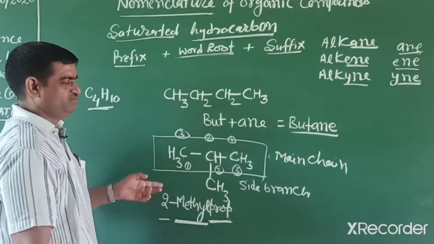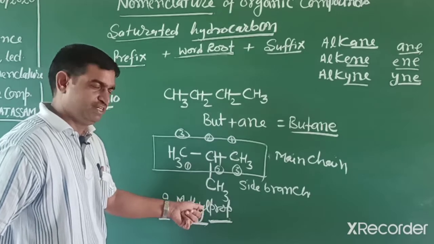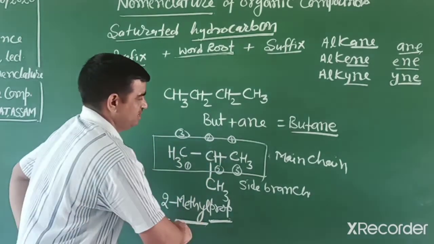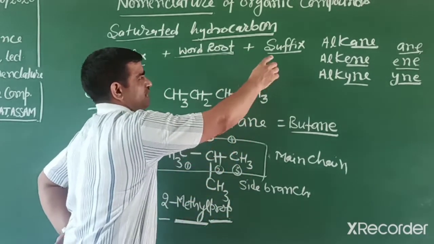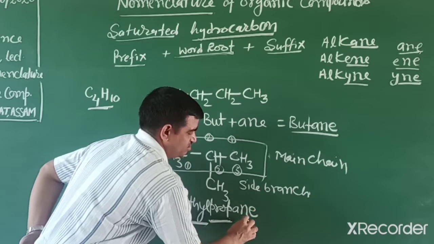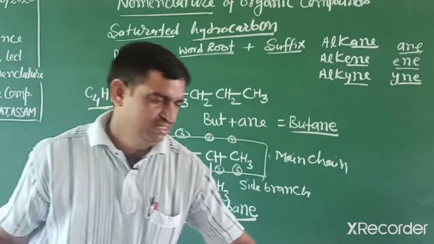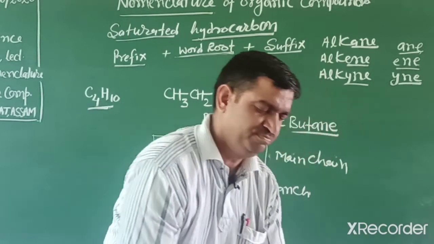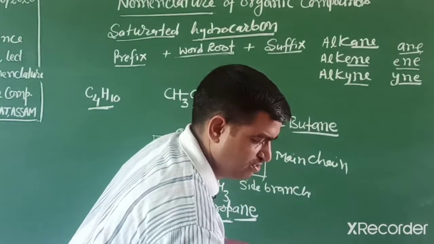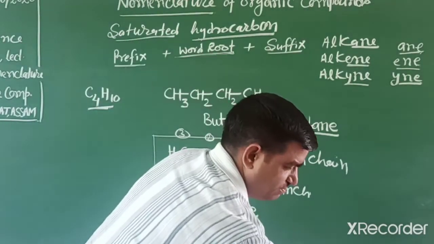So at first we have to write the position, then the word root, YL, because one hydrogen is less from the parent hydrocarbon, then prop. After that we write a suffix. Suffix means single bond for N, 2-methyl propane. The students can explain this compound by an atomic model, bond line formula.